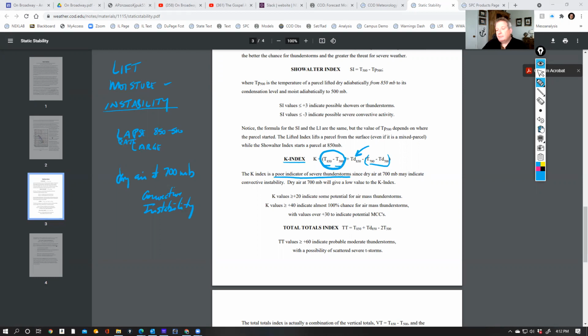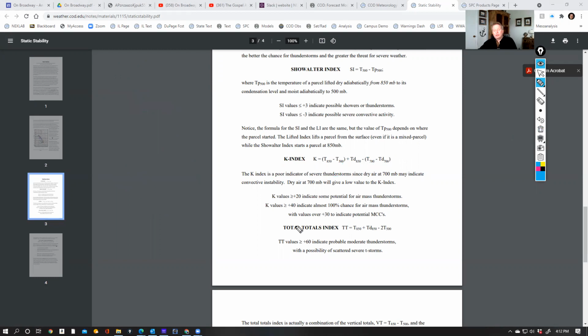Okay. Now, that's one. The total totals is kind of a weird name, right? So what we said is, well, I'm going to have something called the vertical totals. And somebody said, hey, let's just take the temperature at 850 and subtract off the temperature at 500. Do you agree that is the lapse rate? That's what we see here. So this is actually the vertical totals. And that's what we see here in the vertical totals.